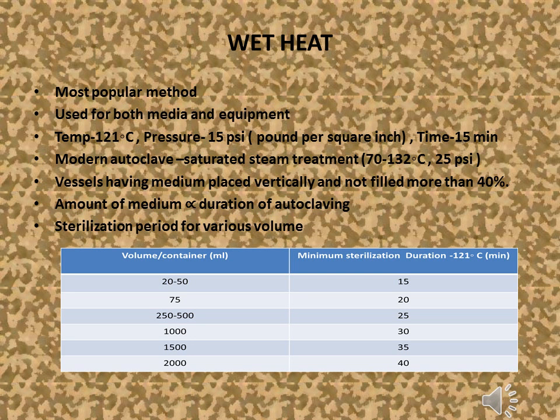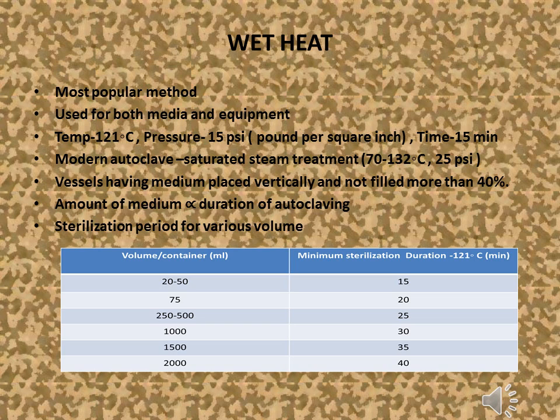It is the most popular method of sterilization for both equipment and media. Equipment and media are autoclaved at 121 degrees Celsius with a pressure of 15 psi, pounds per square inch, for 15 minutes. Modern autoclaves are capable of providing saturated steam treatment ranging from 70 to 132 degrees Celsius, which is a pressure of up to 25 psi.